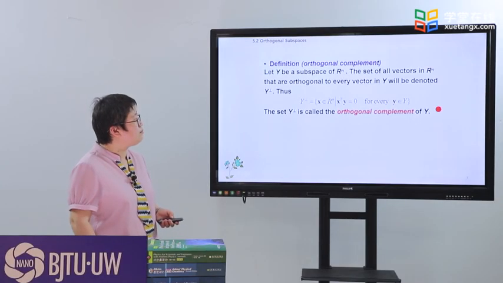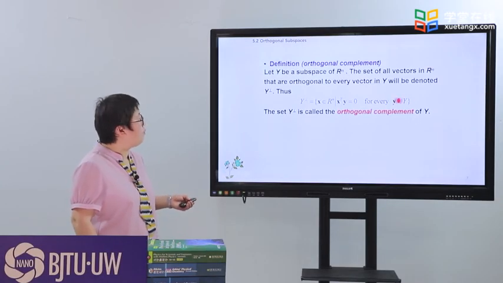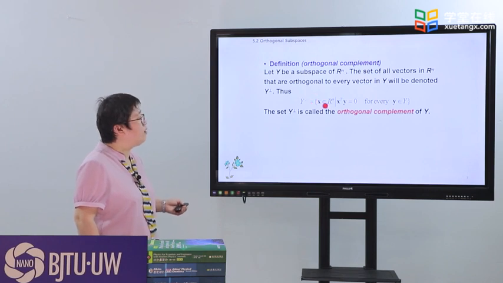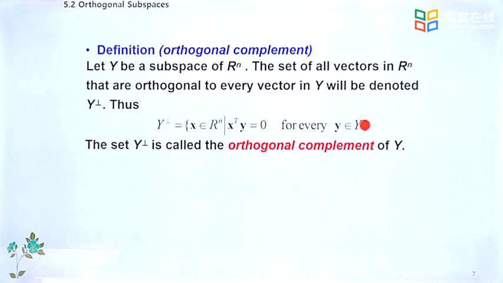So what does this mean? This means Y orthogonal complement contains all the vectors that are orthogonal to this subspace Y. And also any vector that is orthogonal to every vector y in this subspace must be contained in Y orthogonal complement. So Y's orthogonal complement should be the largest set, right? It contains all the vectors x that are orthogonal to every vector y in this given subspace Y.